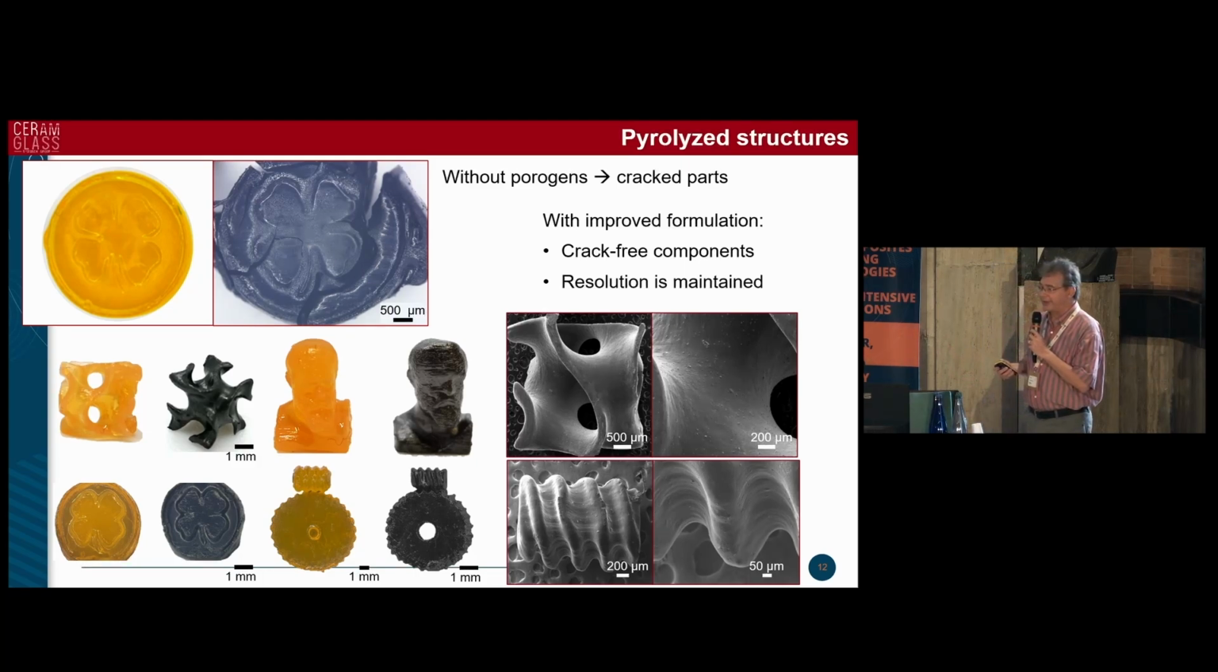So we had to devise a way of achieving crack-free parts, and we did that by adding some pore formers that would decompose before the decomposition of the urethane acrylate, generating a transient porosity that allows for the release of the gaseous components. And you can see that, for instance, in this gyroid structure, you can appreciate the quality of the surface and the lack of layer-by-layer features.